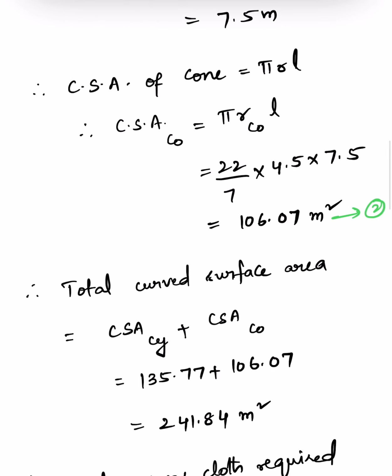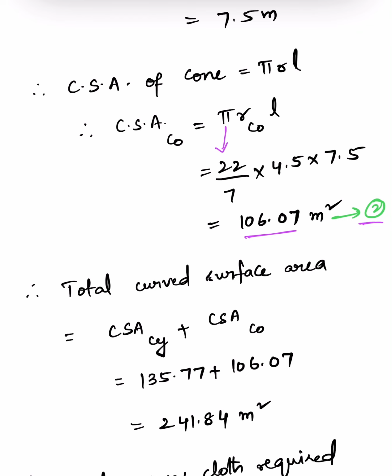So CSA of the cone is pi RL, that is equal to pi RCO into L. Pi is 22 by 7 into 4.5 into 7.5. So let us substitute radius and slant height values. So the CSA of the cone is 106.07 meter square. This is the CSA of the cone.